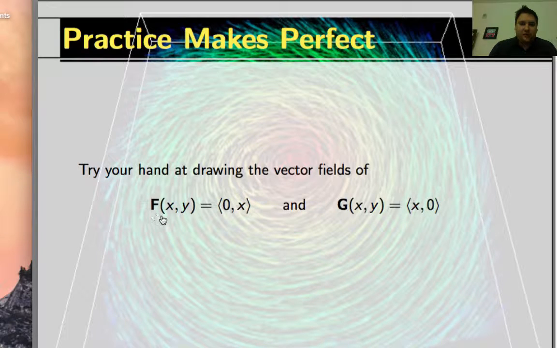But so the first one I'm calling bold F. So F of x, y is going to give you the vector 0, x, and then G of x, y is going to give you the vector x comma 0. Okay, what do you think is going to happen here? So take a minute or two, try this out on your own.